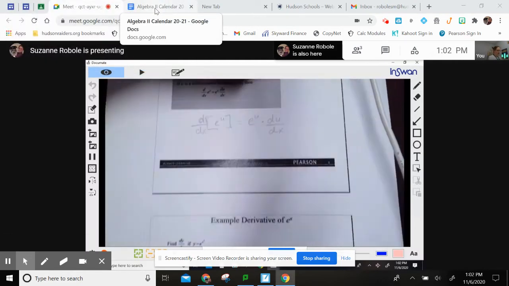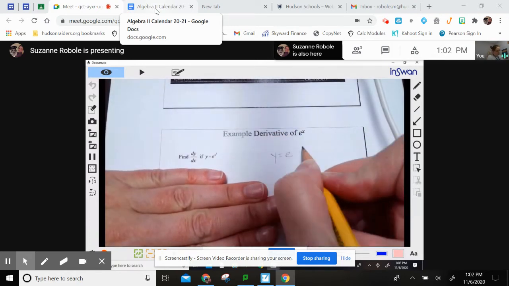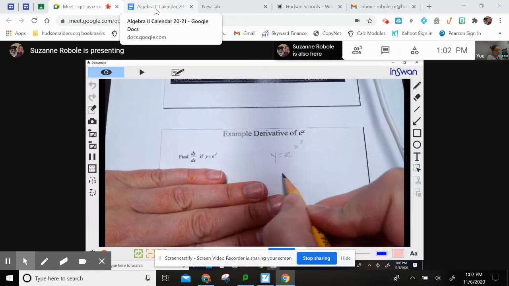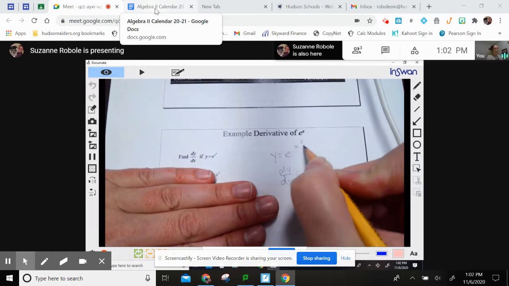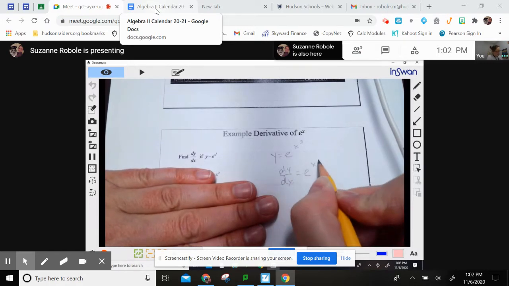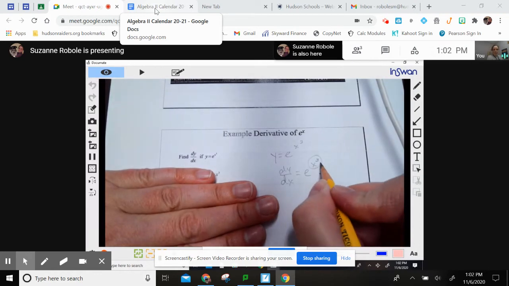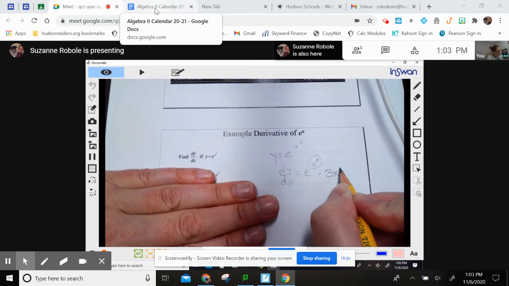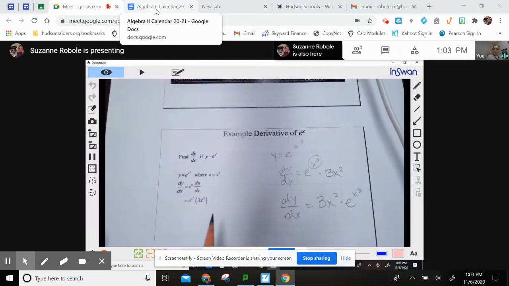Next thing I have is an example. So on this example, I have e to the x cubed. So my derivative is going to be e to my exponent times the derivative of my exponent. Well, my exponent is x cubed, so this becomes 3x squared. I usually write that in the front, so I get 3x squared times e to the x cubed. And you can see that that's what the book got for their notes as well.